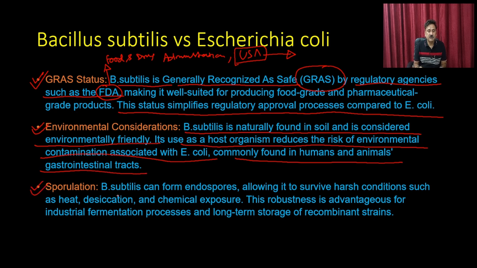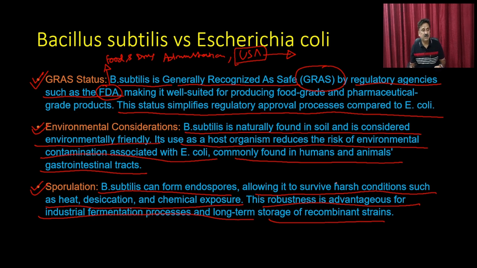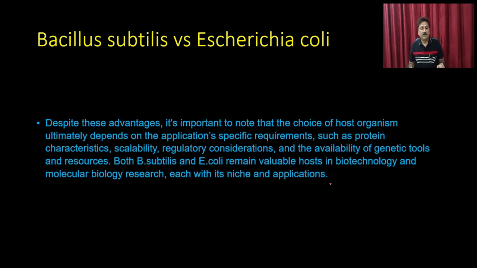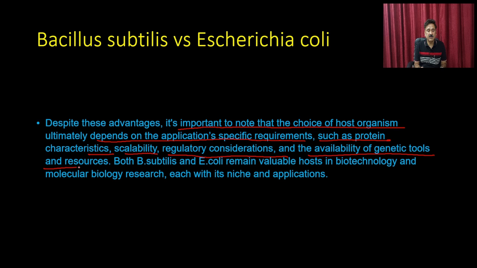Then sporulation: Bacillus subtilis can form endospores, allowing it to survive harsh conditions such as heat, desiccation and chemical exposure. This robustness is advantageous for the industrial fermentation process and long term storage of the recombinant strains. Despite these advantages, it is important to note that the choice of host organism ultimately depends on the application's specific requirements such as protein characteristics, scalability, regulatory acceptance and the availability of the genetic tools and resources.